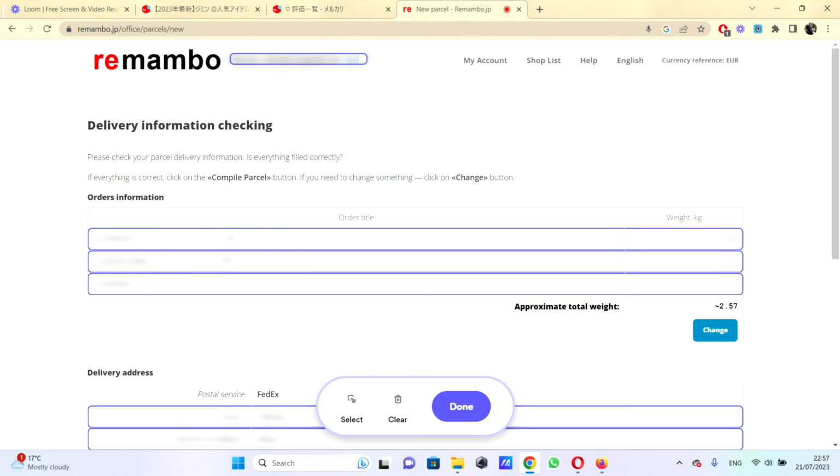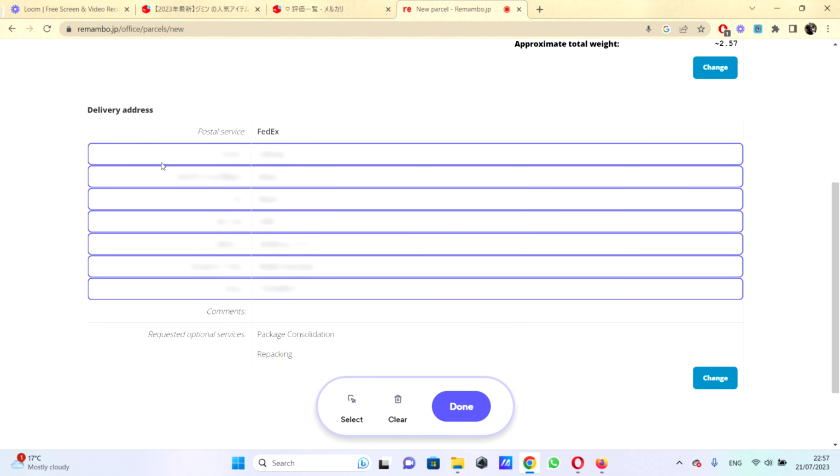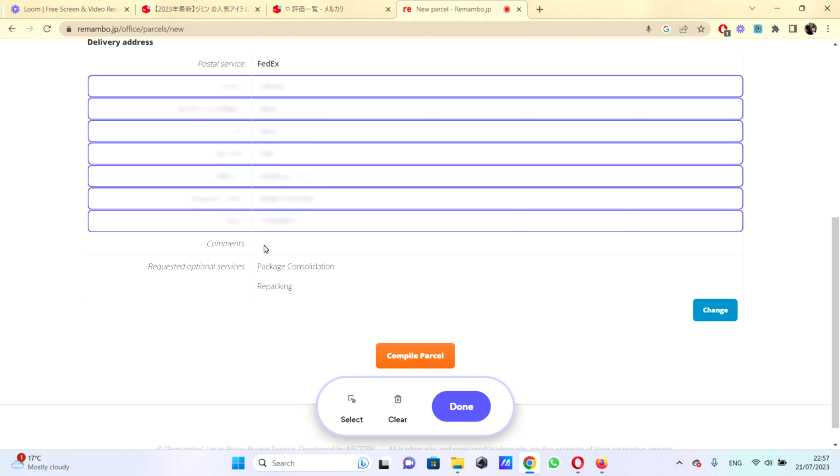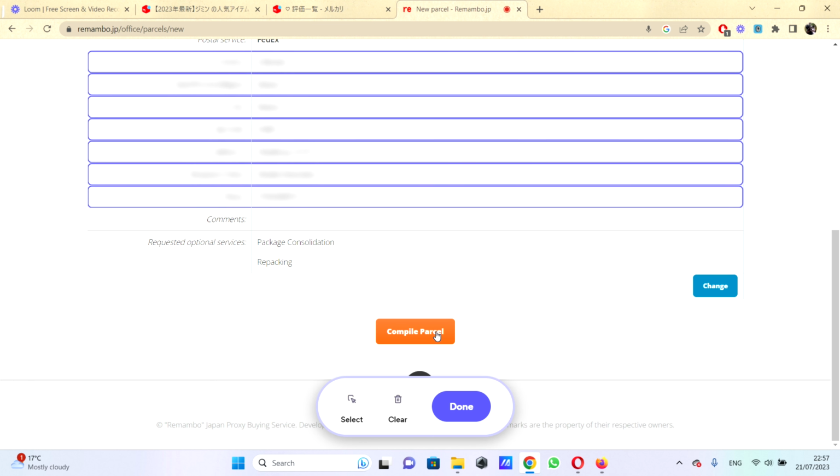Then it takes you to check the delivery information. So this is like all of my 3 orders and their weight. I have blurred it because it has order IDs. I don't want to show that. And then you can check your delivery address once again. I have blurred that, and then it says postal service FedEx, and then you can click on compile parcel.